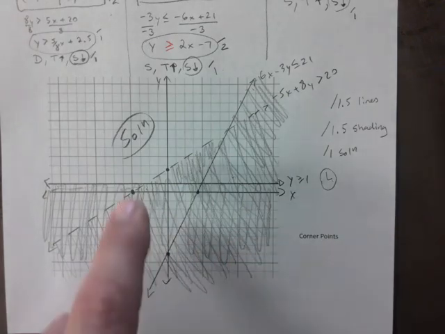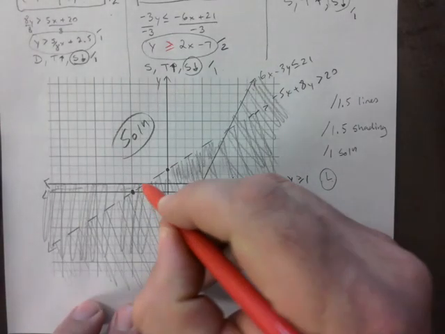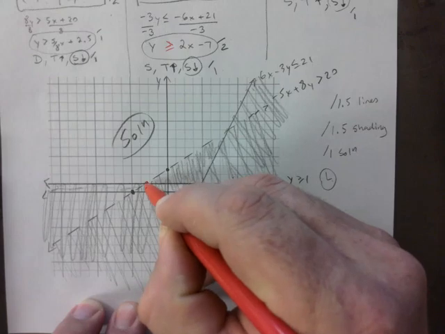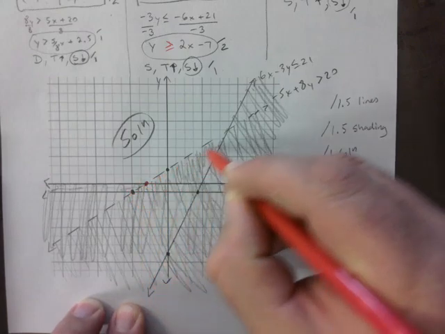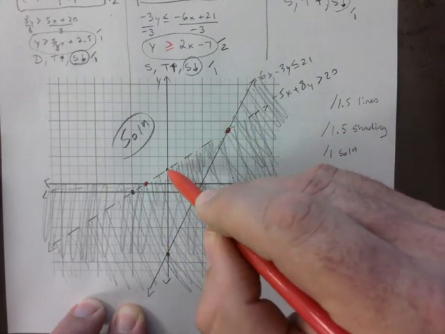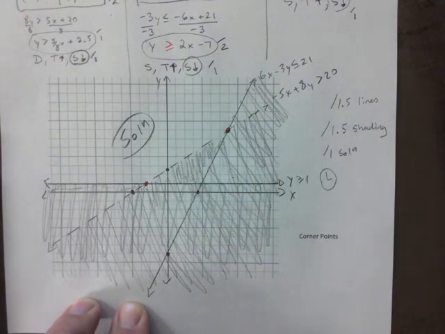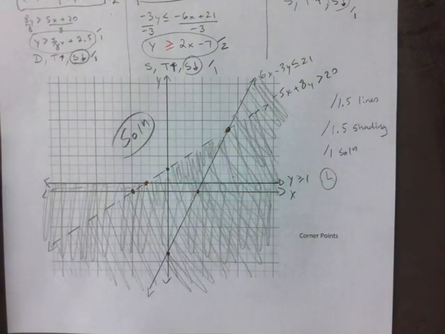Now you have to find the corner points. How many corner points does this particular system have? It's right here where these two boundary lines meet, and right there. There's only these two. The y-intercept and x-intercept are not corner points when it's not a word problem, okay? So those are the only two I need to go find.